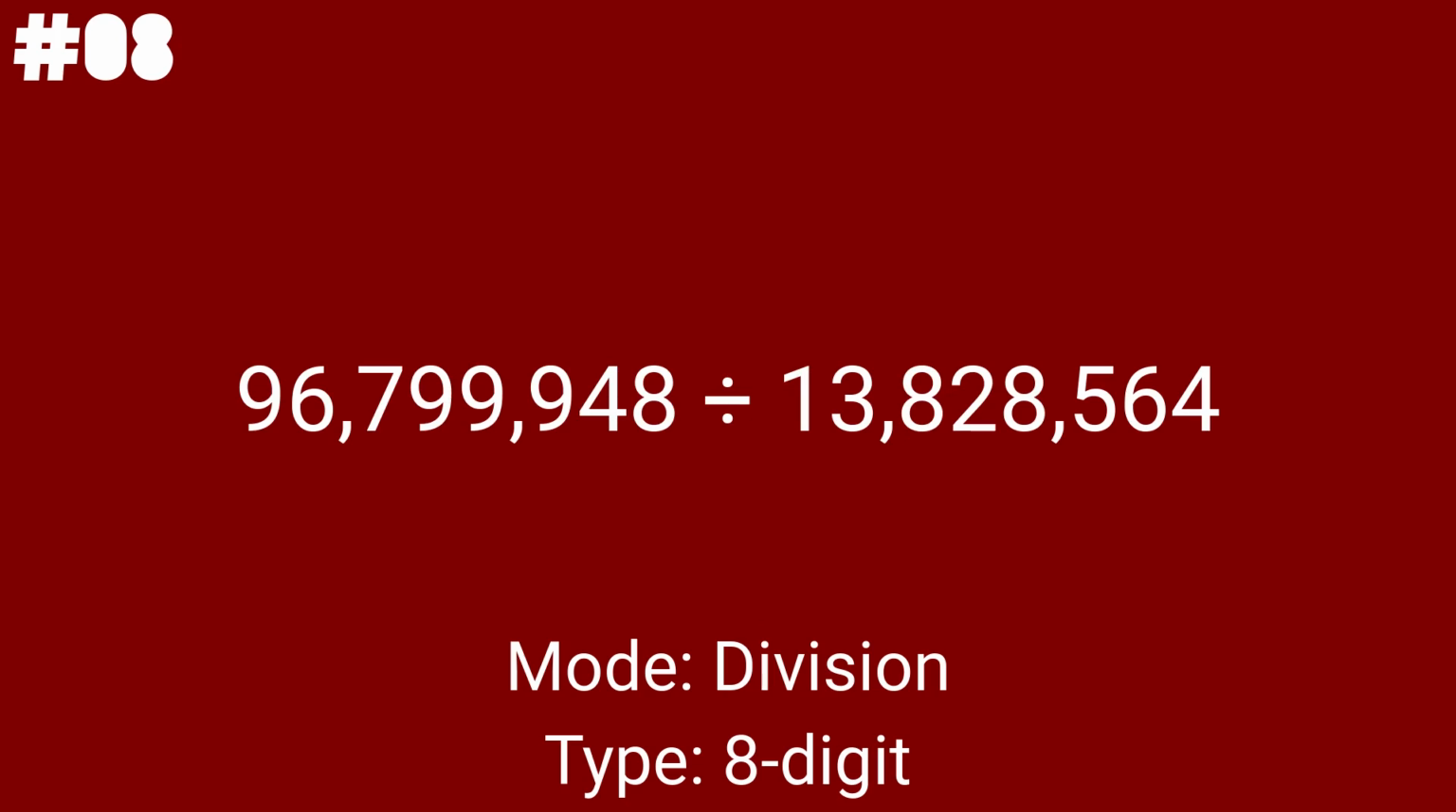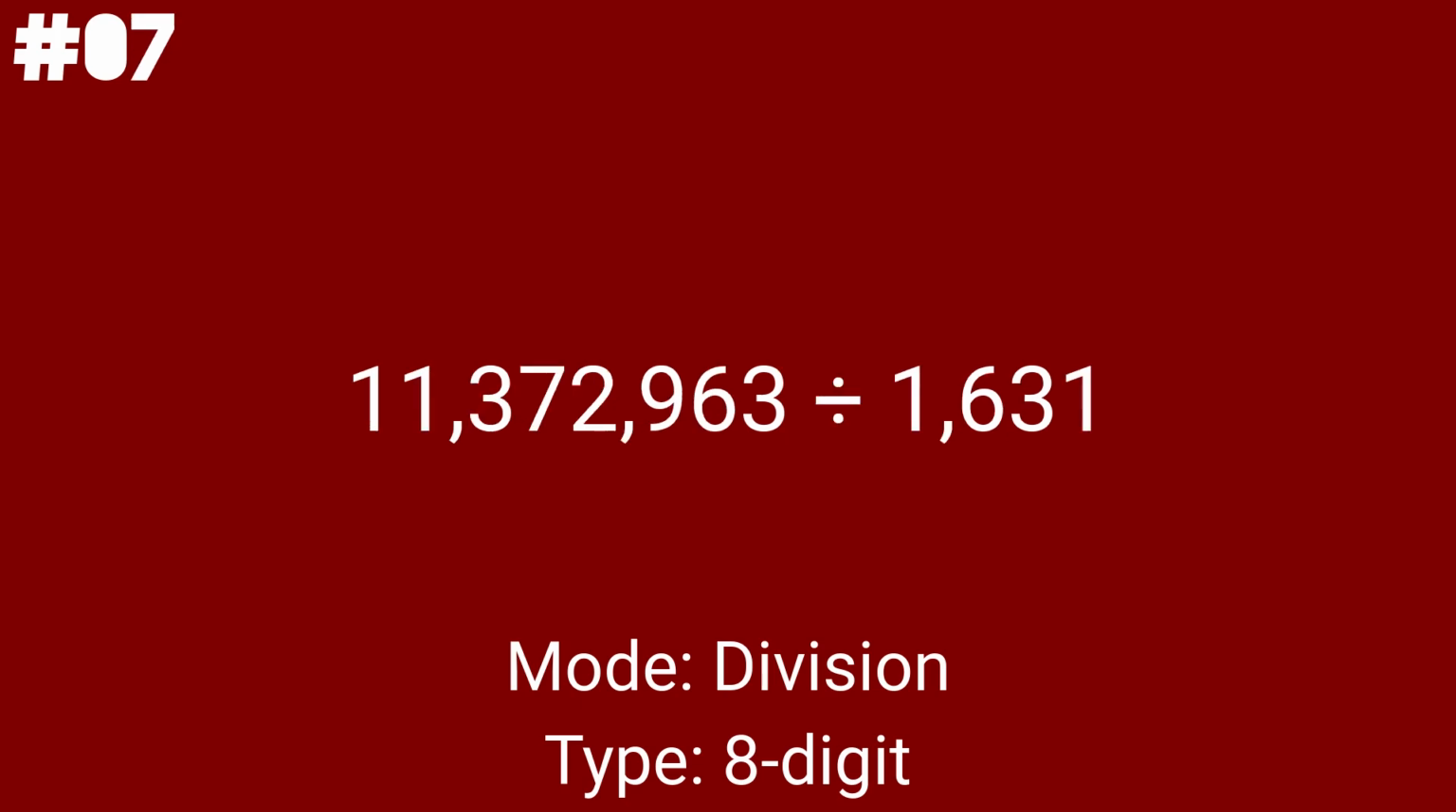96,799,948 divided by 13,828,564 is our 8th to last division problem, and this divisor is 8 digits. Just look at this thing. 11,372,963 divided by 1,631 will be the 7th to last division problem. Also, this is the 2nd to last division problem before we move on to the last category.